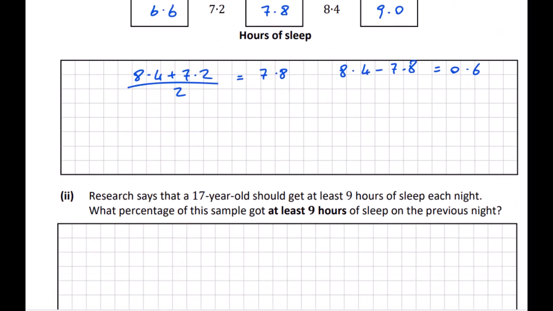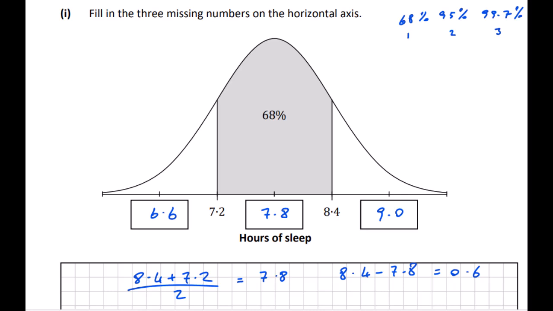Research says that 17-year-olds should get at least 9 hours of sleep each night. What percentage of this sample got at least 9 hours of sleep on the previous night? Okay, so 9 hours, that's 2 standard deviations above the mean. So this is 2 standard deviations above and below the mean, so that's going to be 95%. 95% of the data is going to be between those 2 values. So that leaves 5% outside those 2 lines, which means this must be 2.5% down there, and this must be 2.5% on this side.